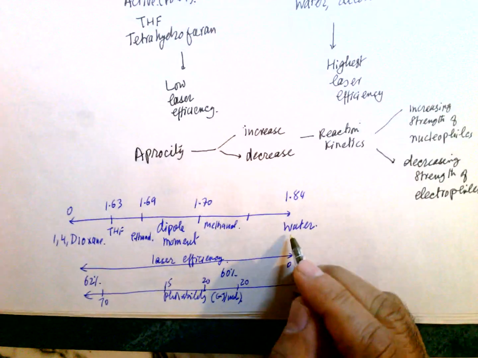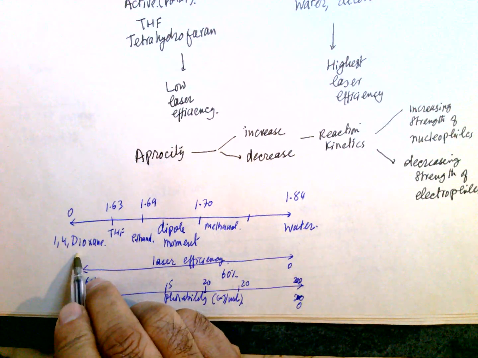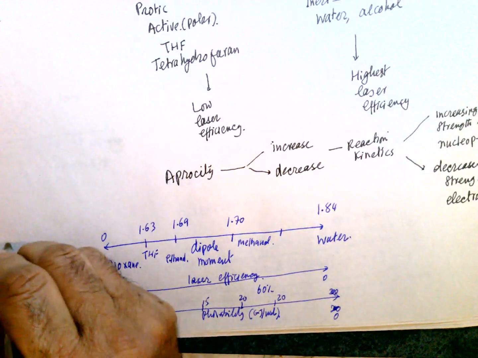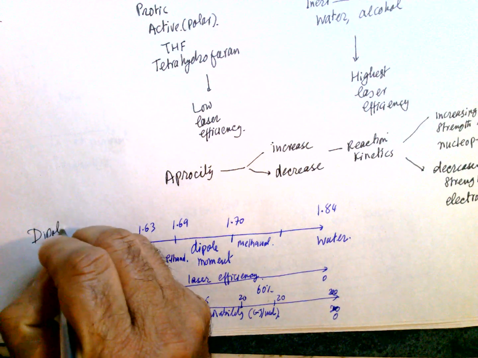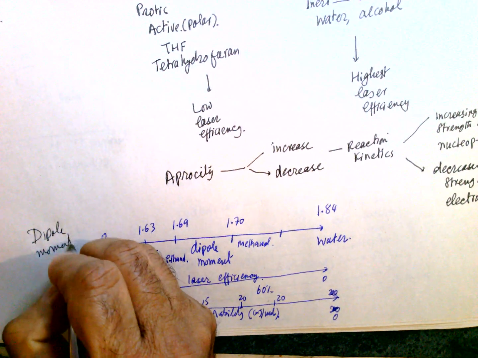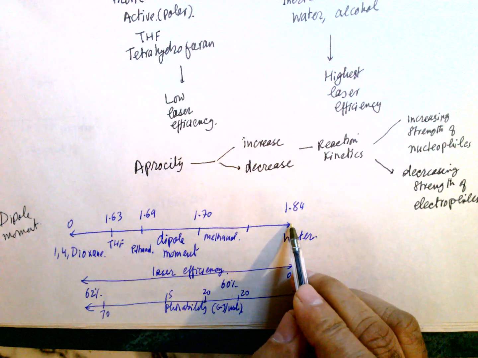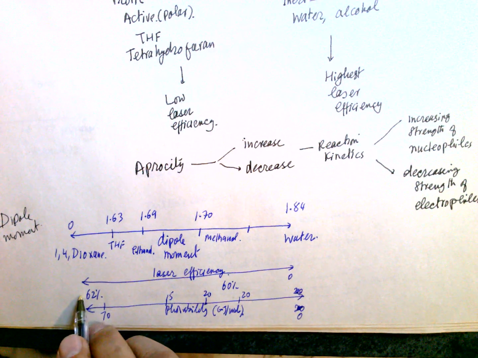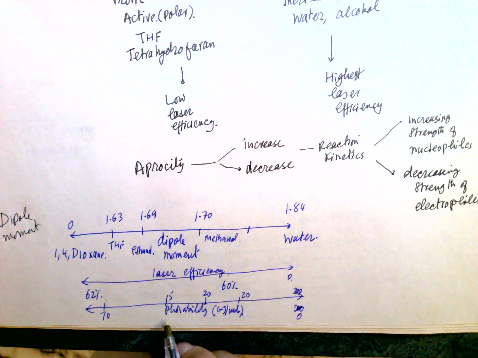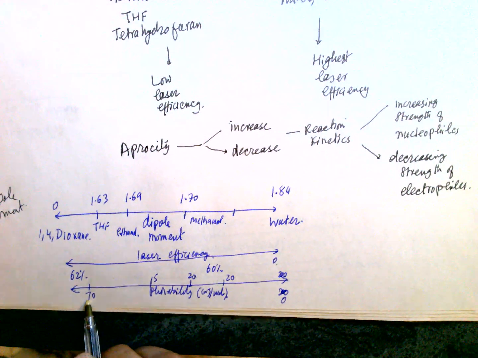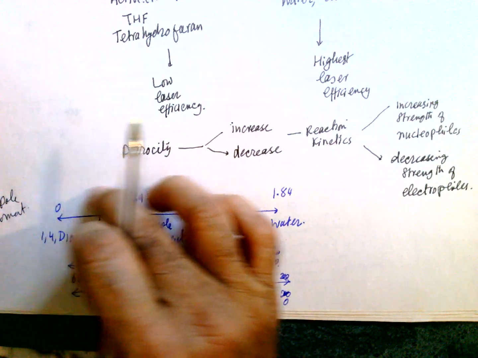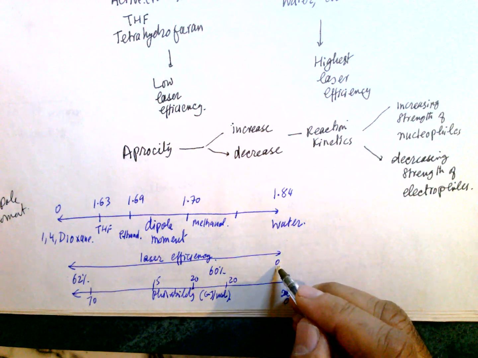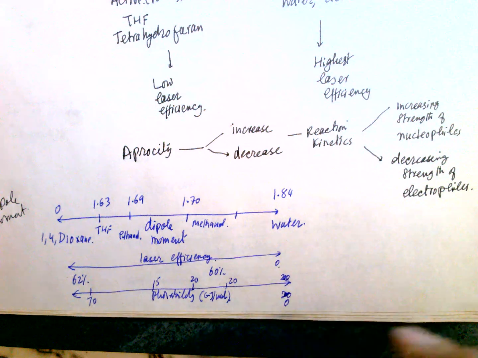So this is water on one end and dioxane on the other end, and this is their dipole moment. So low and high. Laser efficiency is high to 0, and photostability is high to 0. So this is the dipole moment. As the dipole moment is higher, photostability is lower.